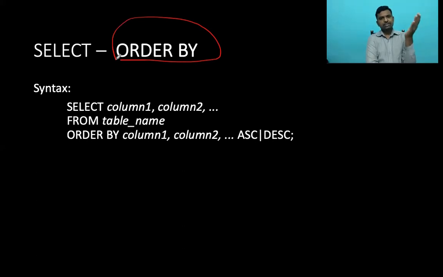So select column 1, column 2, or all the columns by using star from the table name, order by which column I want to order by: employee ID, employee name, right? Either in ascending or descending order, or order by the salary, right? By default, it is ascending order that you don't have to give. If I want to sort it in descending order, I'll say DESC. So I'll be using the keyword DESC for ordering the data in descending order.